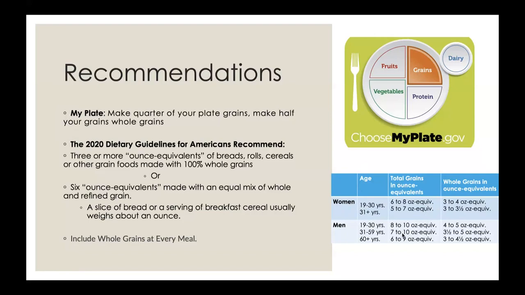Why I said 3 ounces, because the dietary guideline is between 6 to 8 ounce equivalents, and half of the grains should be whole grains. So half of 6 is 3 or half of 8 is 4. So you can meet the requirement of whole grain by eating 3 to 4 ounce equivalents of whole grains.